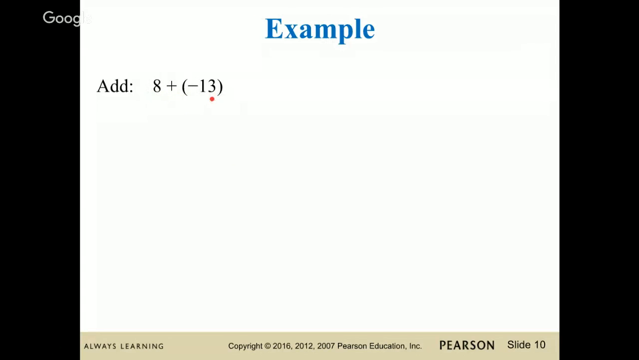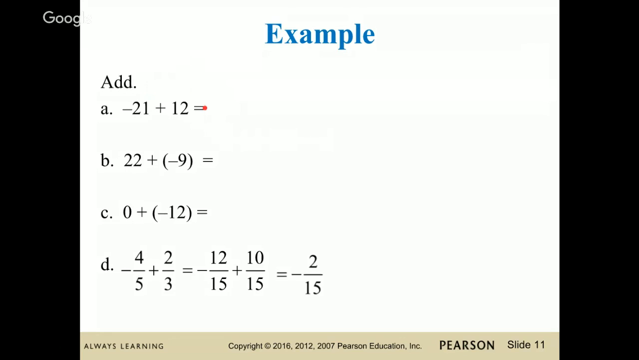18 plus a -13, which one has the larger value? The 13, so your answer is going to be a negative value. So 13 minus 8 is 5. You give it the negative value for the larger number, which is going to be a -5. You can bust through these ones. -21, 21 is a larger value, your answer is going to be a negative. So 21 minus 12 is going to be a -9. 12 plus a -9 is going to be a +13.